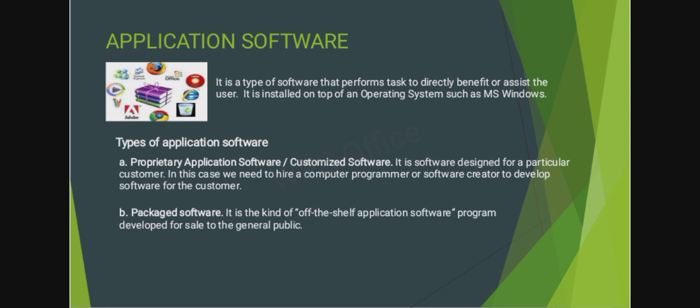And letter B, package software. It is the kind of off-the-shelf application software program developed for sale to the general public. So it means this is a collection of programs that perform similar functions or have similar features. For example, these are what we use, like Word, PowerPoint, Excel, etc.